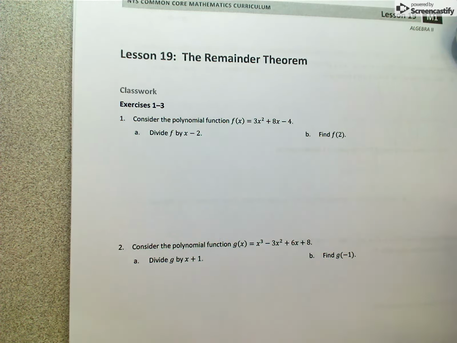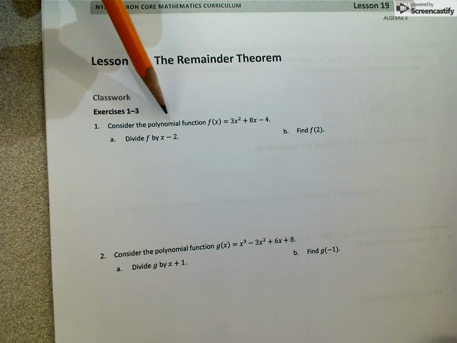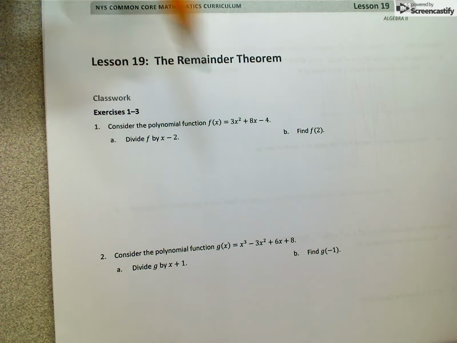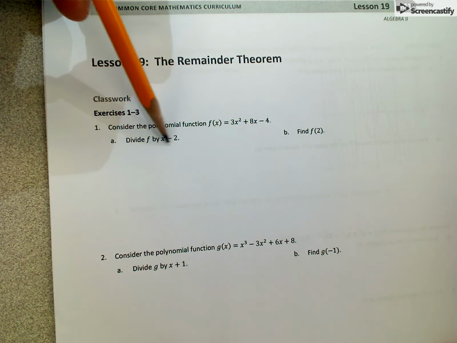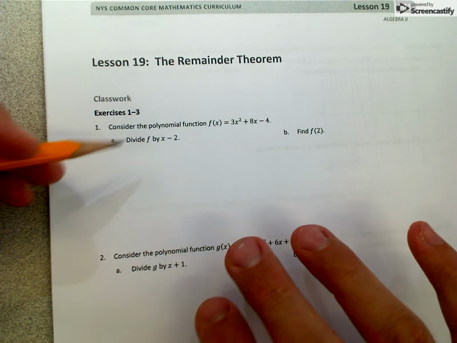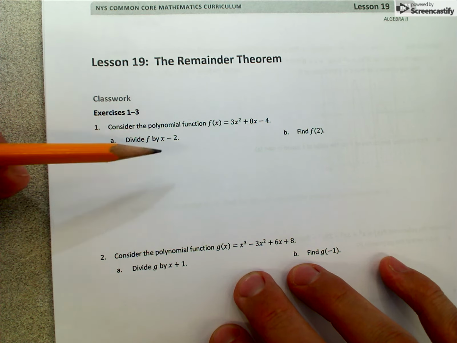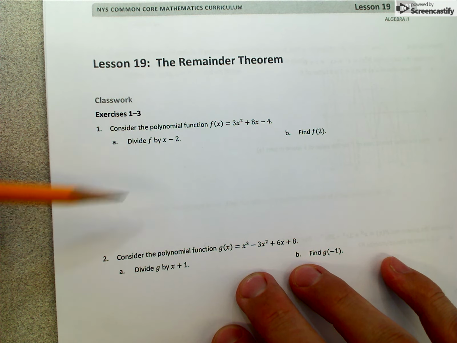In order to get you started on today's classwork, I wanted to make this video to give you an example of how to approach this exercise. It says, consider the polynomial function f of x equal to 3x squared plus 8x minus 4. And we're going to divide that function f by this binomial factor. Well, maybe it's a factor and maybe it isn't. If it divides evenly, it's a factor. If it doesn't divide evenly, there'll be a remainder, and we'll see what to do about that.